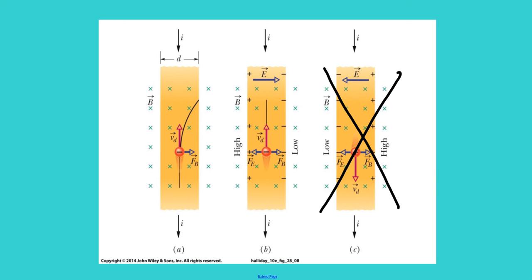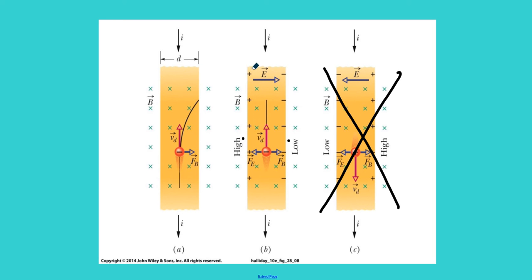Now, I also mentioned that one of the benefits to this experiment was being able to come up with the number of charge carriers per unit volume. To figure that out, we're going to have to do a little bit of math and some measurements. For starters, we're going to measure the potential difference between the left and the right side of my conductor.